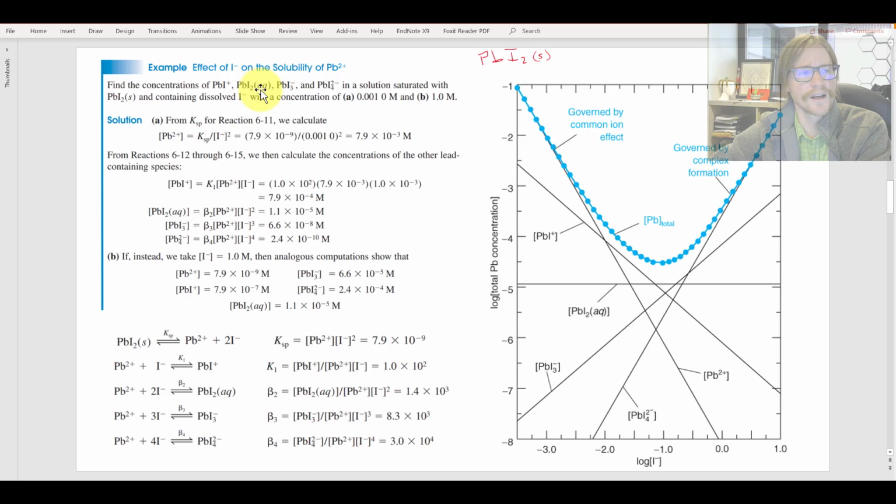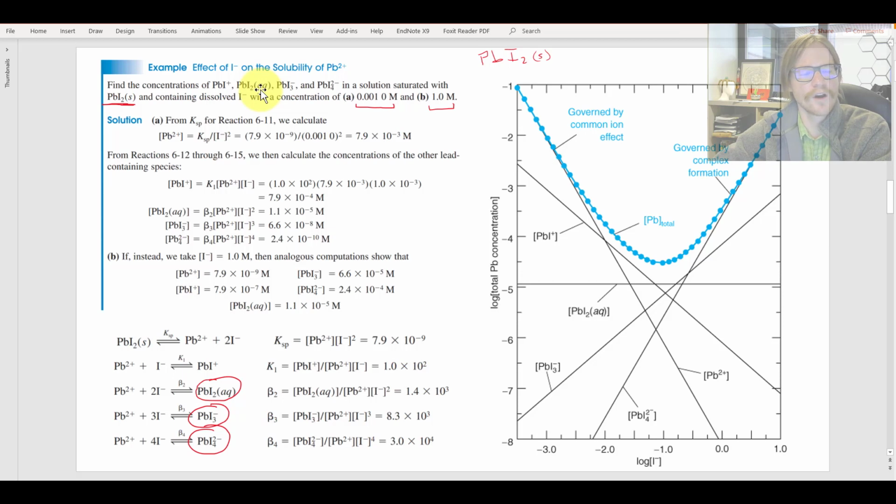So we're trying to find the concentrations of three of the complexes, so we're looking for this one, this one, and this one. And we're looking for those under saturation conditions where lead iodide is fully saturated, meaning it's not going to dissolve anymore, so we're at equilibrium, but we're at equilibrium with different conditions or different concentrations of the iodide concentration.